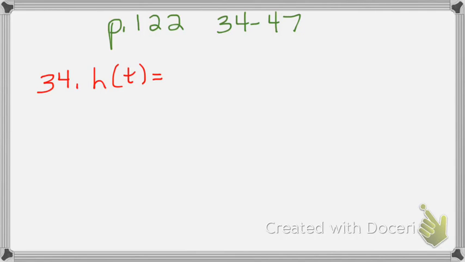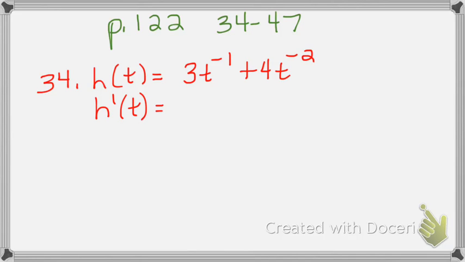First thing I would do is I would change both of those to give them exponents, so that's 3t to the negative 1 and then 4t to the negative 2. So if I find the derivative, use the power rule, I would get negative 3t and then subtract 1, negative 2, minus 8t, subtract 1, so I get negative 3.